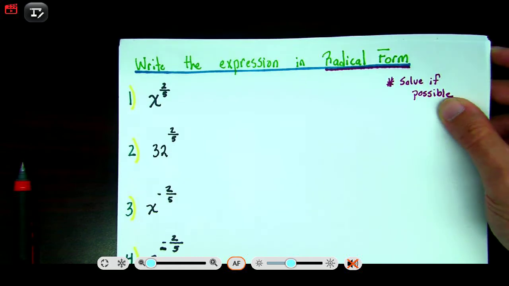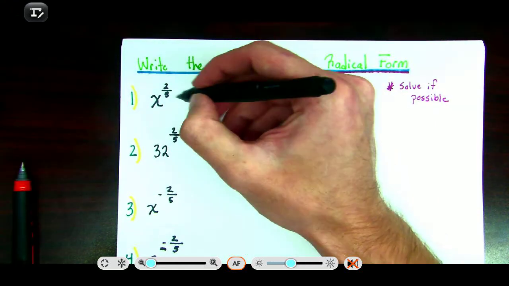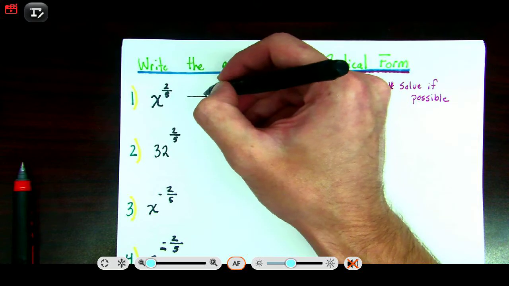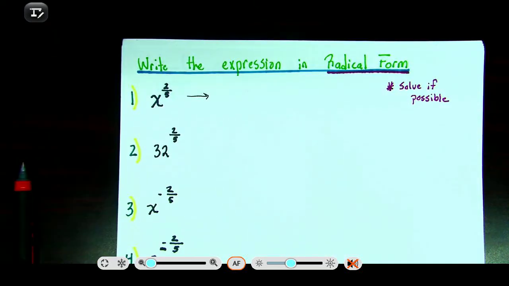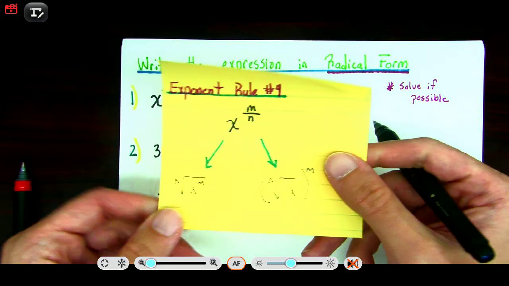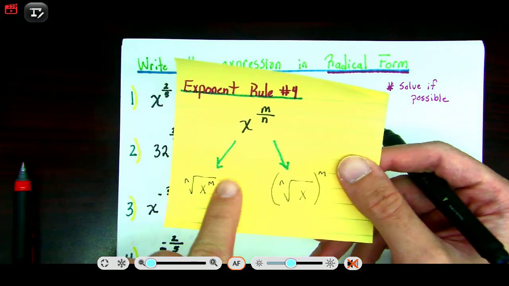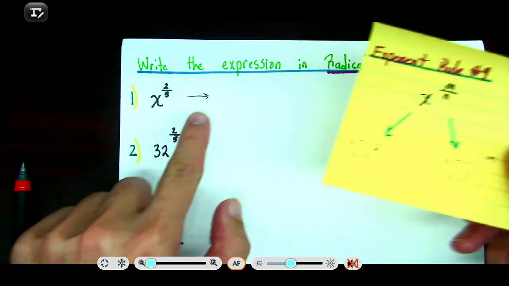So let's take a look at this one. How would you express this in radical form? Notice that just like we showed in this part here, for any x to the m over n, the n, the denominator, goes on the outside of the radicand.